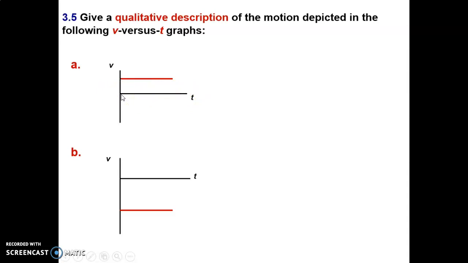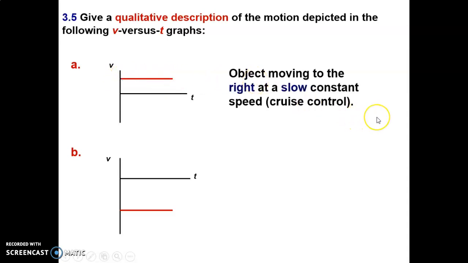So say this is a car or something like that. It has some speed, but what do you know about that speed? The speed is the same every second. It's like it's stuck at this spot on the y-axis. So this thing, maybe it's a car, is moving with a slow, constant speed. It's like the car's on cruise. It's a slow speed because it's not very far above the 0 point.